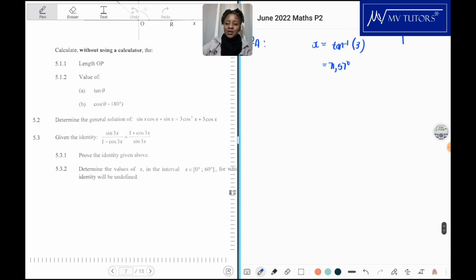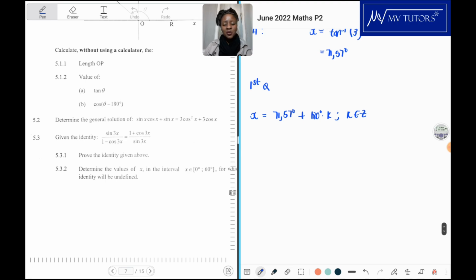Okay, so if I then get my general solution, now I'm looking at the first quadrant. That's basically going to be x is equal to the reference angle, which is 71.57 plus 180 times k, where k is an element of integers. Alright, and that's it. We're done with getting the general solution for the first quadrant.